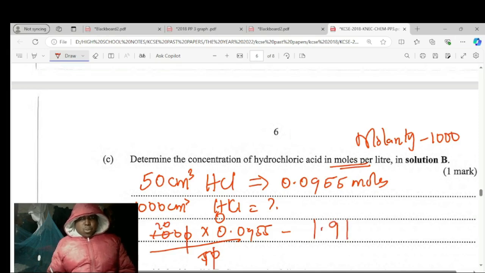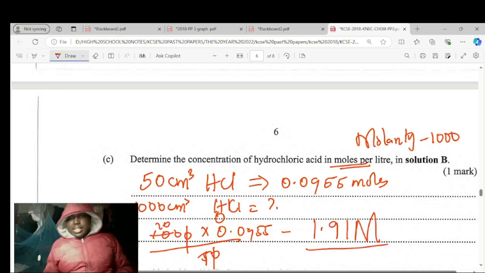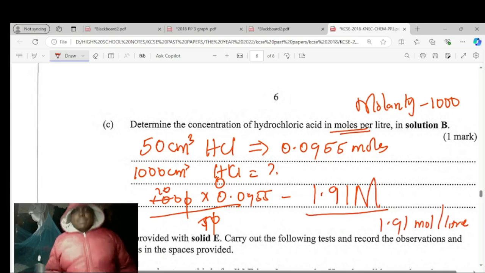1.91 capital M. Capital M stands for molarity. Molarity is the number of moles in a liter. Kama utaandika hivyo unaweza andika 1.91 mole per liter. Very nice.